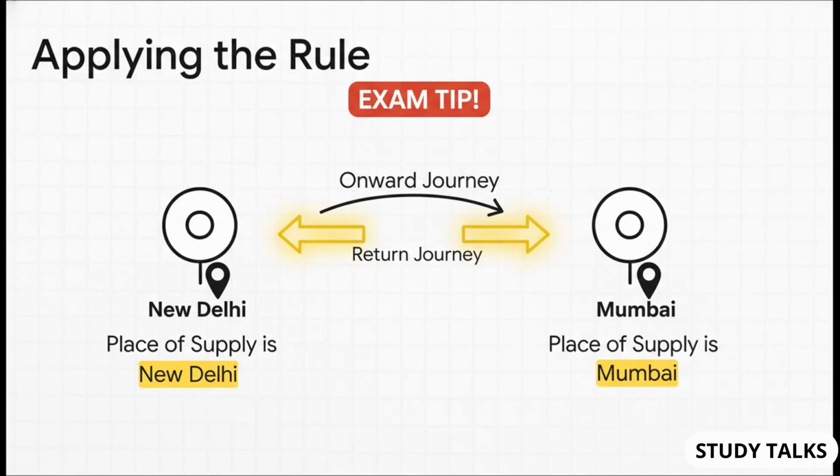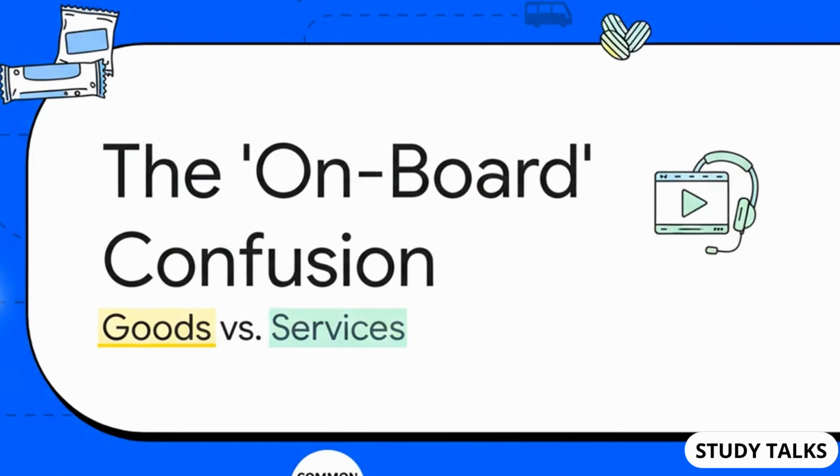So, let's bring it back to Mr. Sham. His first journey, Delhi to Mumbai. Where did he embark? New Delhi. Simple. The place of supply is New Delhi. Now for the return journey, Mumbai to Delhi. Where did he embark for that journey? Mumbai. So the place of supply is Mumbai. That's it. The answer to that first question was Mumbai. And please, burn this exam tip into your memory. A return journey is always, always, always a separate journey. Okay, awesome. We've cracked the return journey trap.